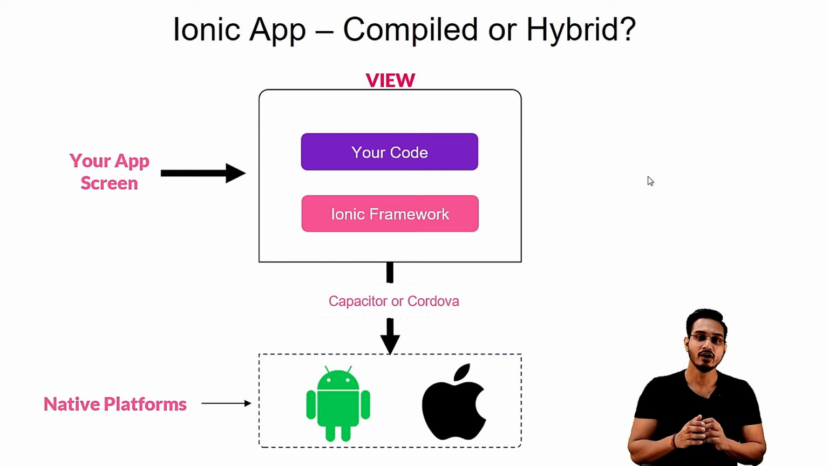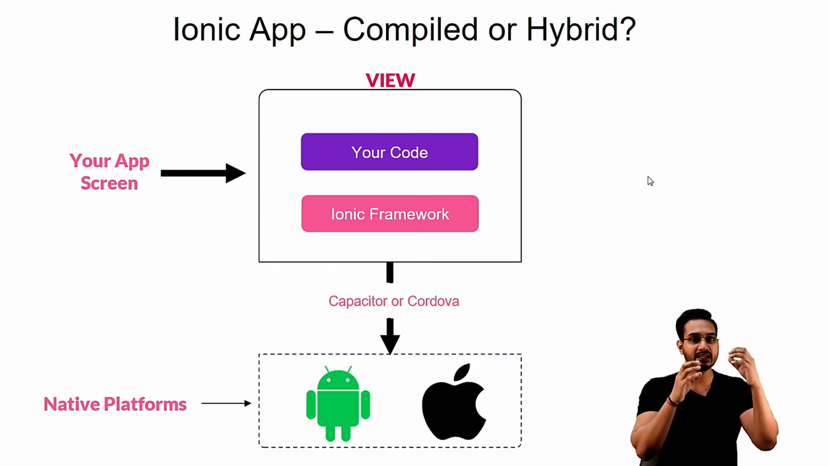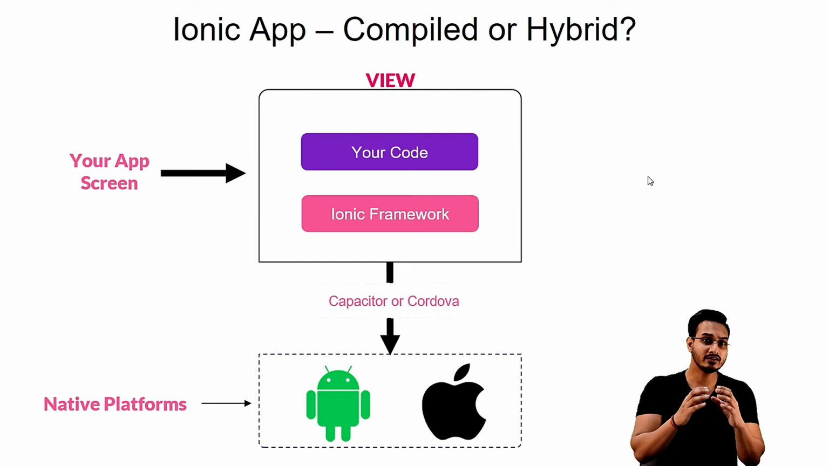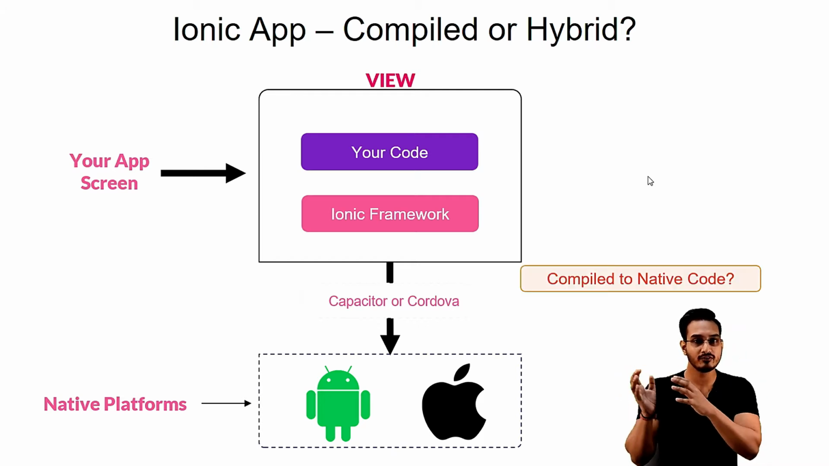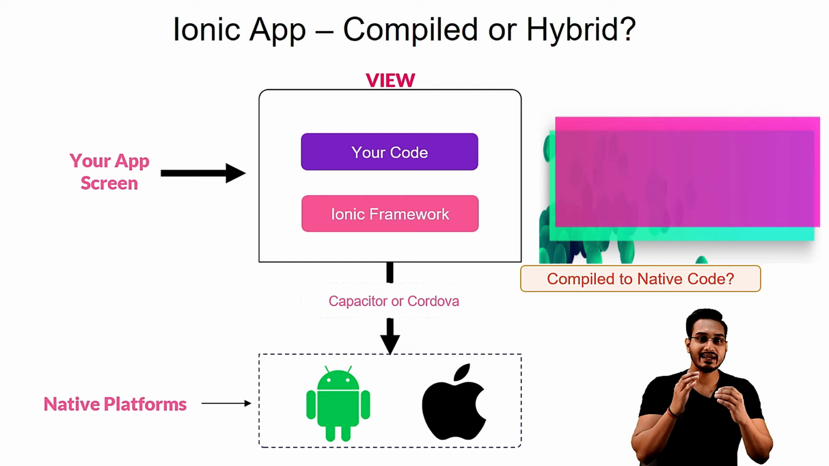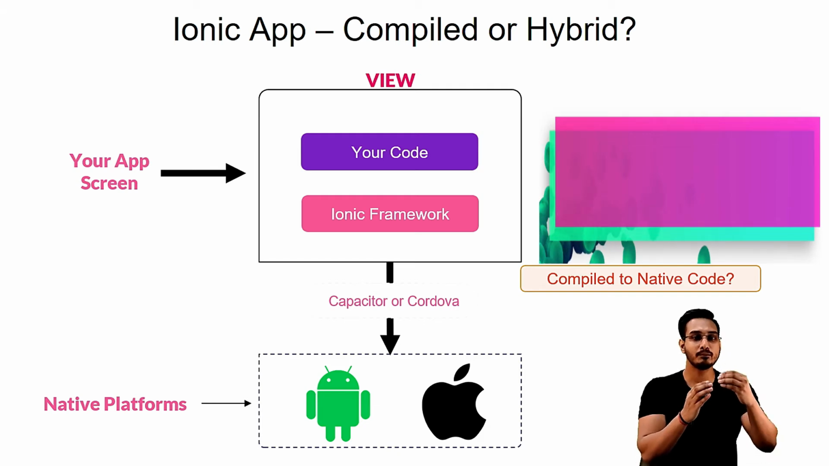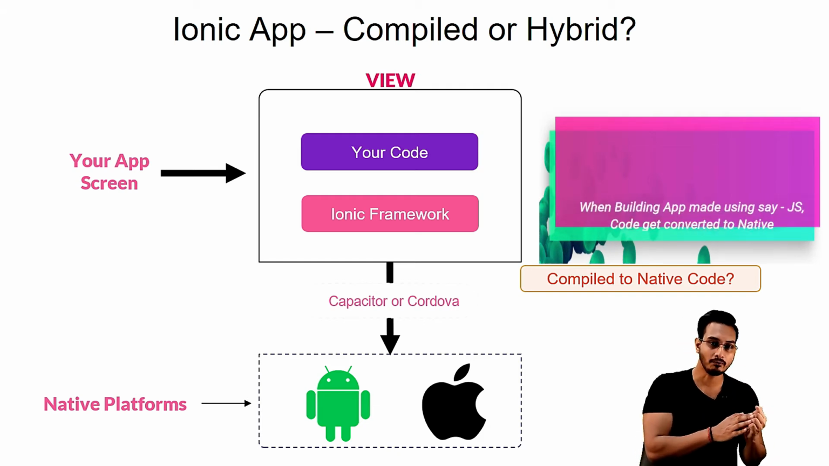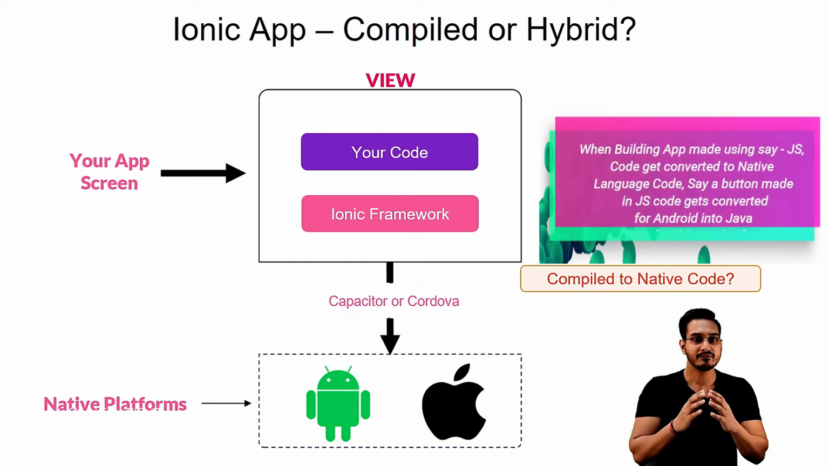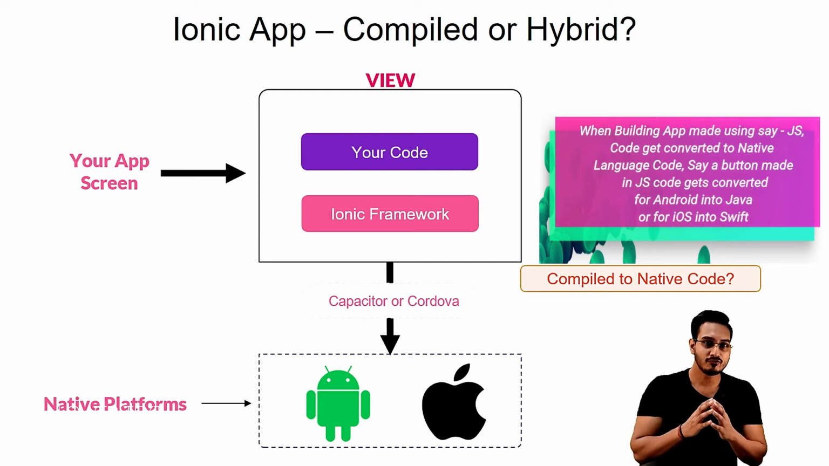What is it all about? Basically, the conversion of your code into the native platforms can be done using two methods. The first one is compile to native code. Whenever you are writing code and it is getting compiled to the respective native platform, then it is called a compiled application. Let's take an example for that.